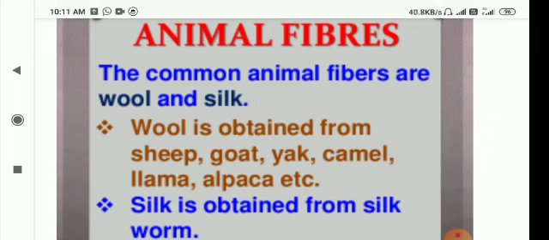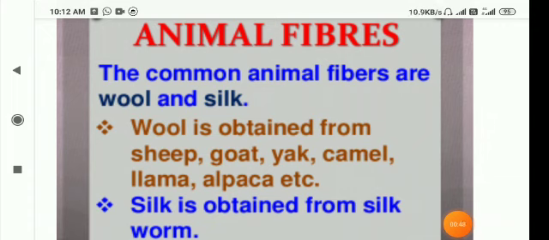Students, today we are going to start the third chapter of your science book, that is Fiber to Fabric. Students, we know that fibers are of two types, that is natural fiber and synthetic fiber. And natural fibers are again further of two types. These are animal fiber and plant fiber. So in this chapter, students, we will discuss animal fibers only, and the common animal fibers are wool and silk. So especially we will discuss this wool and silk, students.